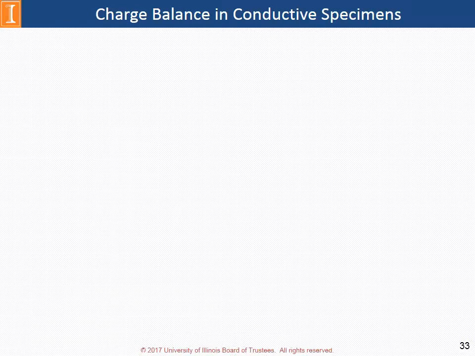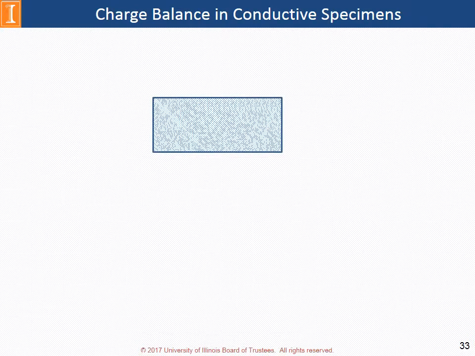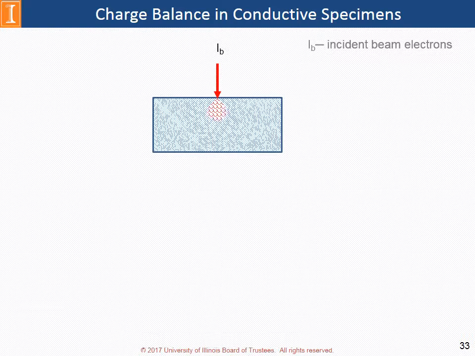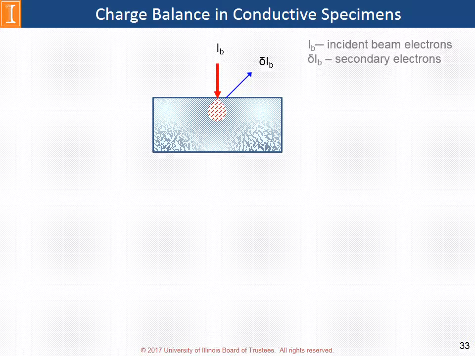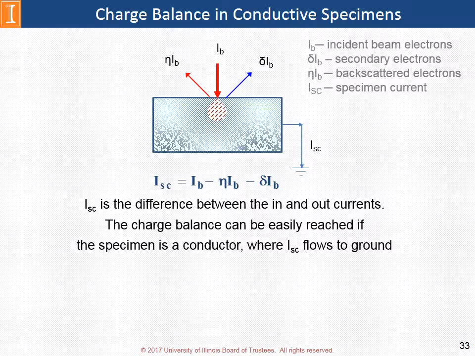Charge balance in conductive samples. For a conductive sample, the incident electron beam interacts with the sample. There will be secondary electrons escaping from the sample surface. There will also be backscattered electrons coming out of the sample surface. The sample current, ISC, is the difference between incoming and outgoing currents. Since the sample is a conductive material, ISC can easily flow to ground through the stage, so charge balance is easily reached in a conductive sample.